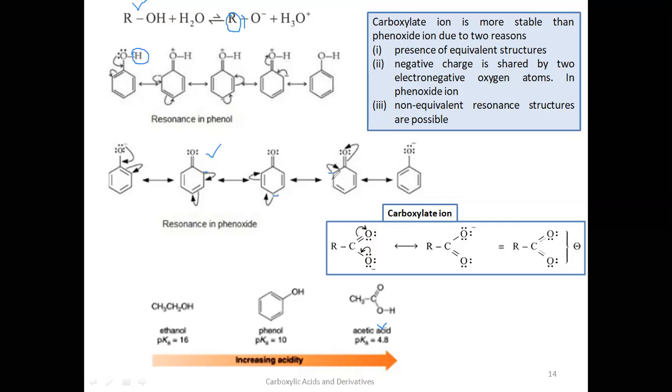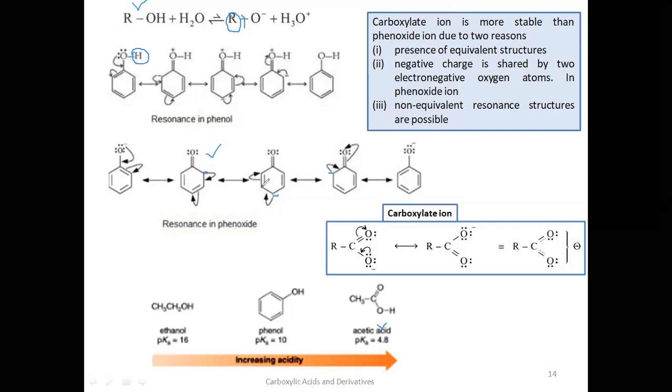Here also there is a negative charge. You already know how to write these resonance structures because you learned them in your first year, so I'm directly explaining this one. If you see these structures, there is a negative charge on the carbon here. What is carbon? Is it electropositive or electronegative? It is an electropositive element. Therefore, a negative charge on an electropositive element is not stable.